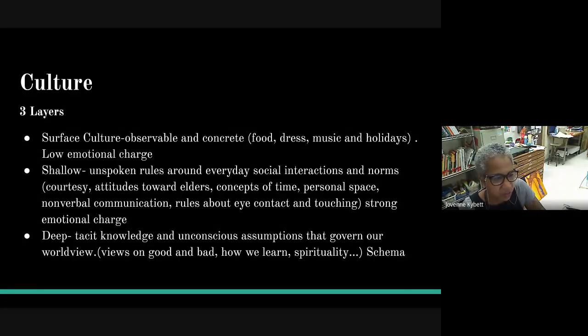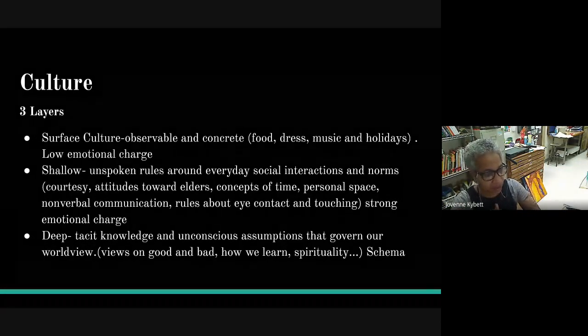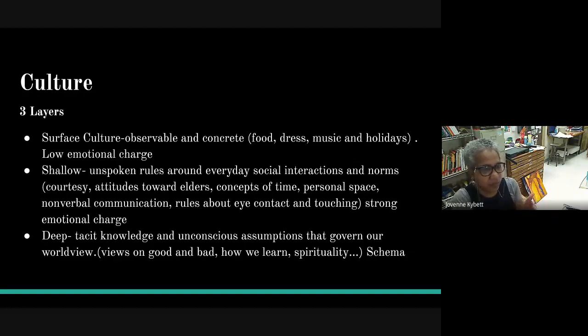Your shallow culture is unspoken truths about your level of social interaction within your cultural norms. So your attitudes toward elders, your concepts of time and space or personal space. For instance, in the South, we're used to having a lot of space, and when somebody gets too close to you, we usually have to give them the side eye. In the North, people are used to being a lot closer together, so standing next to somebody in the North, especially like New York, would be no big deal. Whereas in the South, that might cause issues with other people.